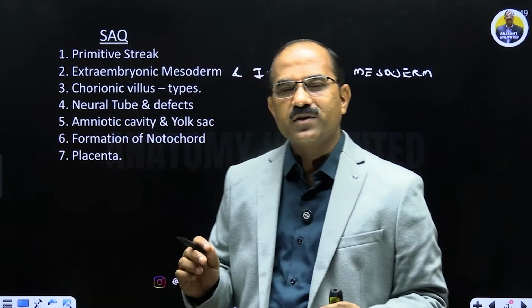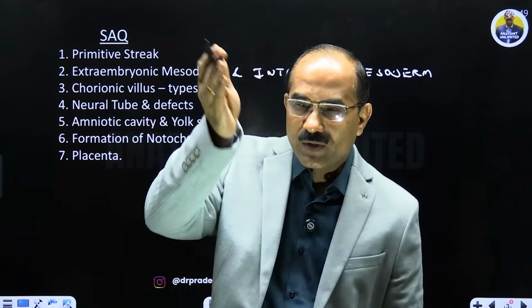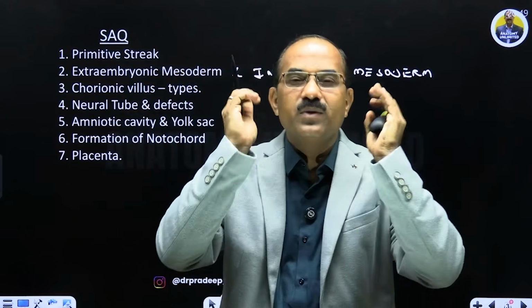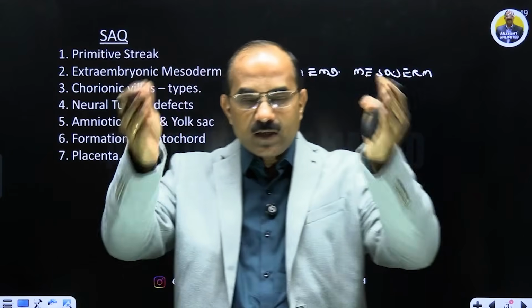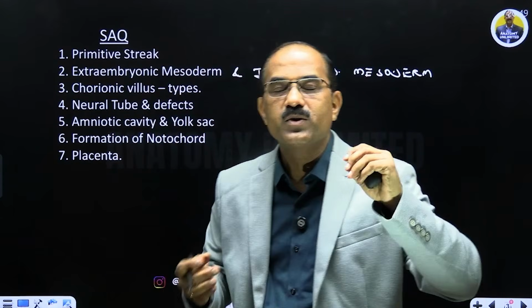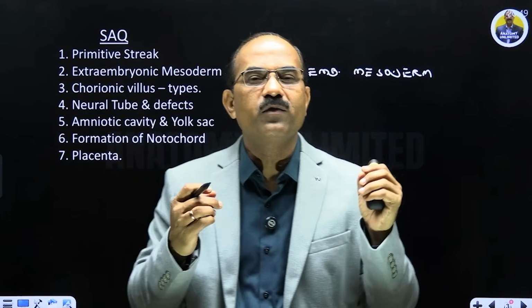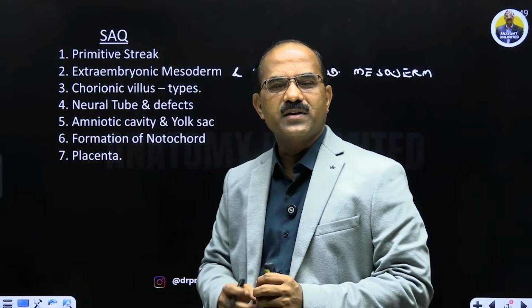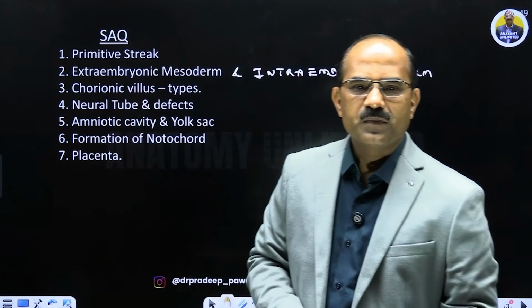Neural tube and its defects, like how the neural tube is formed, how the ectoderm folds inward, what is neural plate, what is neural groove, how the neural tube separates, what is cranial and caudal neuropore, when do they close, what is anencephaly, what is spina bifida, everything I've discussed in the lectures. Go through it and understand it, and that is what you have to write.